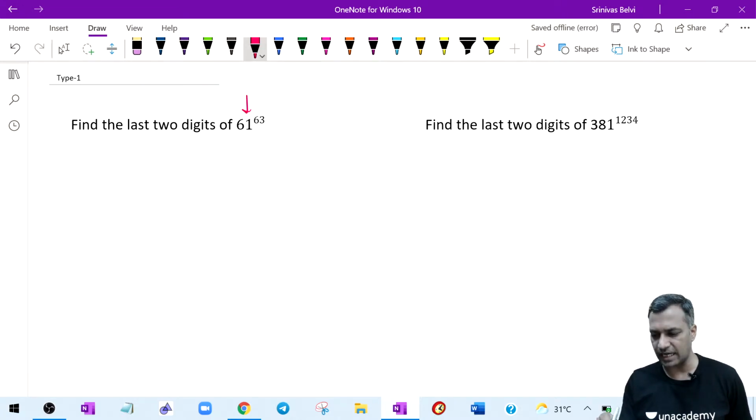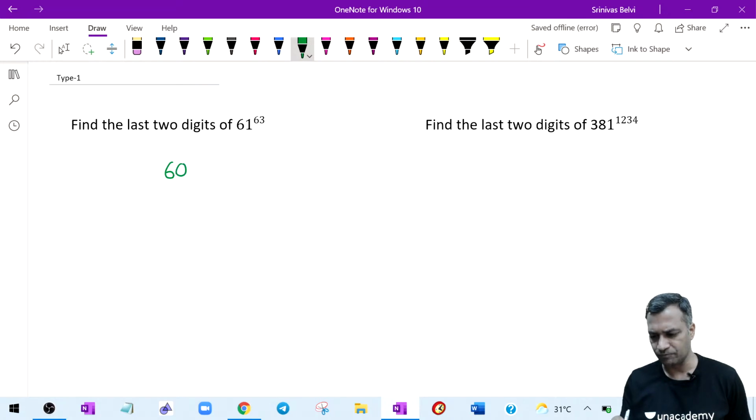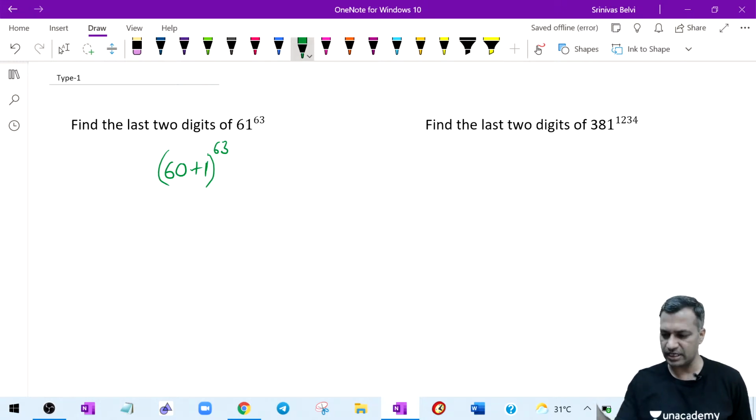The number ending in 1, type 1. What do you mean by type 1? The unit digit of the base has to be 1. That's it. How do we technically do it? Given this question to an 11th standard student in the board exam, with marks for the steps, how would that fellow approach it? He would approach it something like this: 60 plus 1 raised to power 63. He makes it a binomial. From that binomial expansion, he goes on to expand this. He will say that 63C0 is the first term, and he is writing out the terms of this.